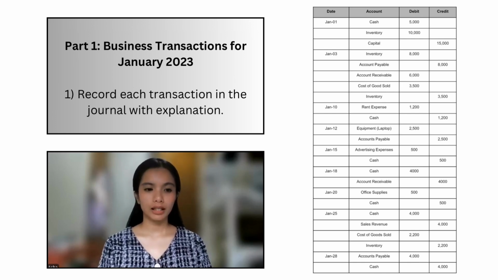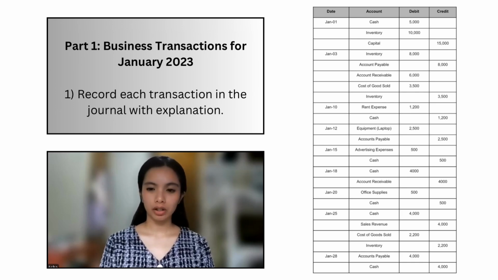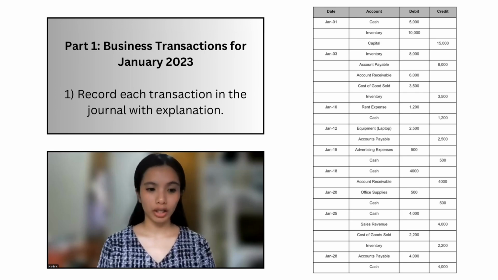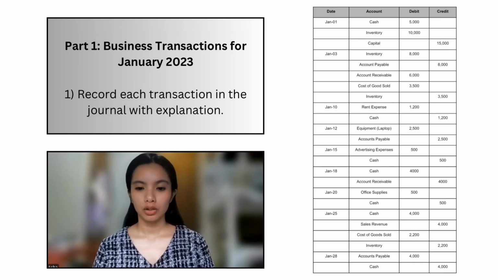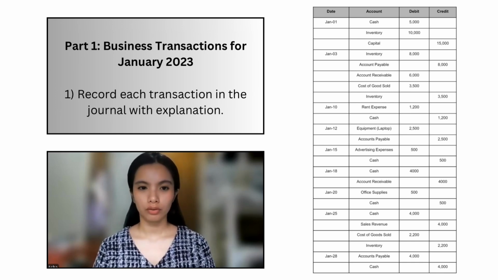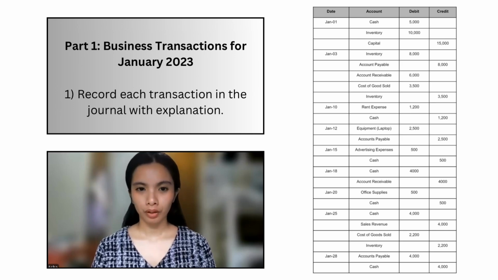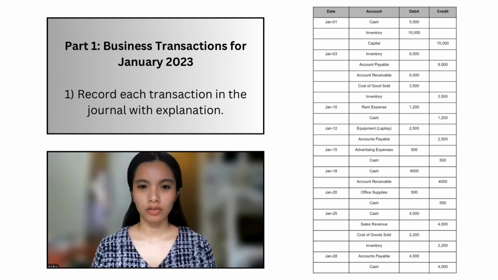So I'll be explaining the first part, the first question. Record each transaction in the journal with explanation. So let me show you. Basically, on the first of January, the cash account, we put debit 5,000, inventory 10,000 in debit, capital we have 15,000.